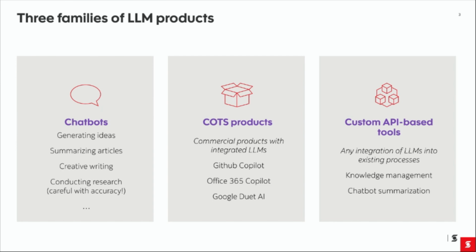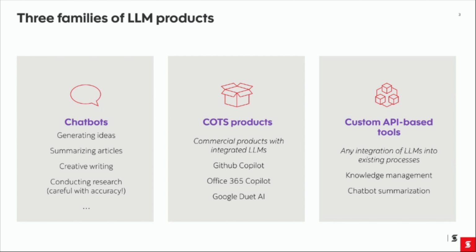Office 365 Copilot is, of course, Microsoft Office with LLMs embedded in each of the products. So Word, PowerPoint, Excel, and Teams. In Teams, it can summarize meetings. It can look up when you talked to someone the last time, and so on. Google Duet AI is Google's version of that for Google's version of Office, which is called Workspace.